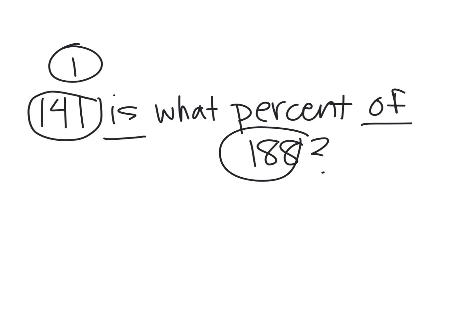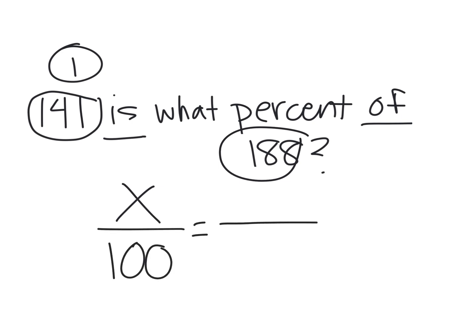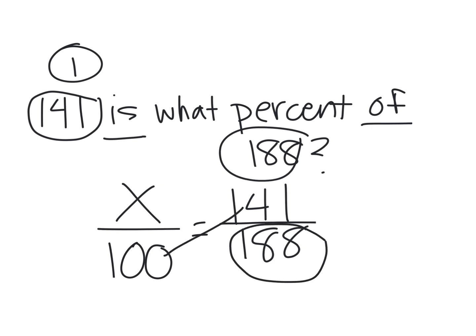What that is, if I'm looking for what percent, that means that I am looking for something over 100, x over 100. I don't know what it is. It's asking me what. If the number is in front of is, and in this case it is 141, that is the part, and if it is behind the word of, that is the whole. Okay, so then I would solve like we've been solving. 141 times 100 and divided by 188. And that will give you the percent.